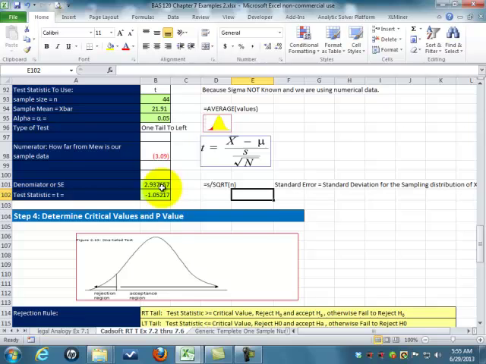and we got 2.937, and then our t-statistic is simply the numerator divided by the denominator, so we've got negative 1.05. So that basically means we're a little more than one standard deviation to the left, because it's a negative number, to the left of our mean. Now, we've calculated our test statistic.